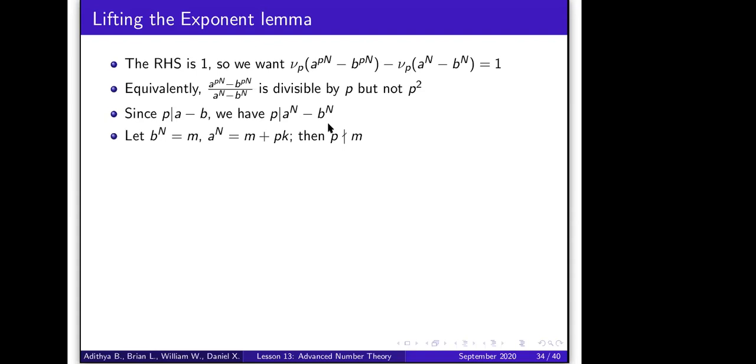So in order to use the binomial theorem, we're going to have to assign some variables. So now we can let b to the n equal m, and a to the n equals m plus a multiple of P. Now, by our hypothesis that P doesn't divide b, we know that P doesn't divide m. And now we're going to want to substitute into the expression. When we do that, we want to show that this expression on the right-hand side is divisible by P, but not P squared.